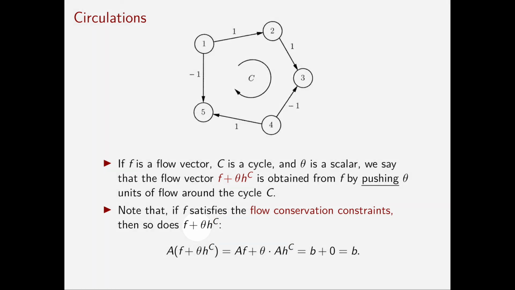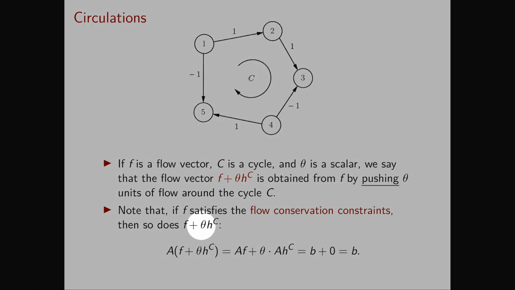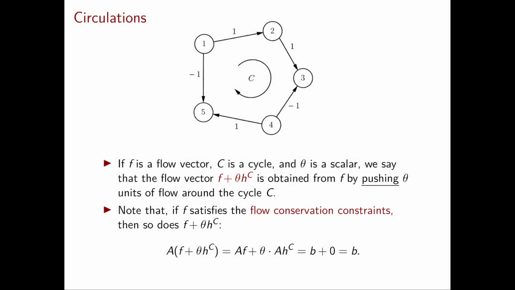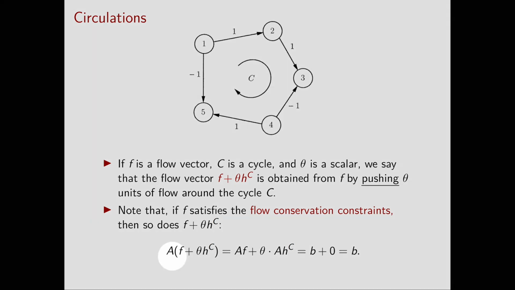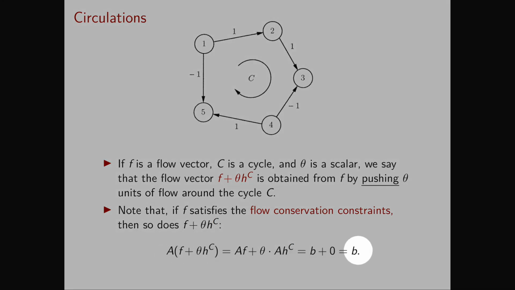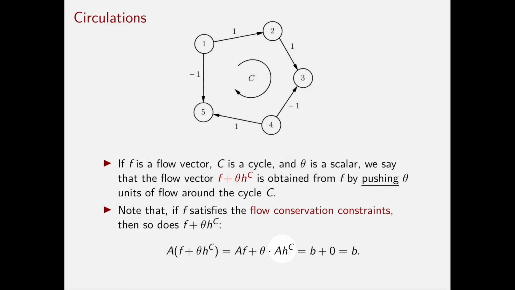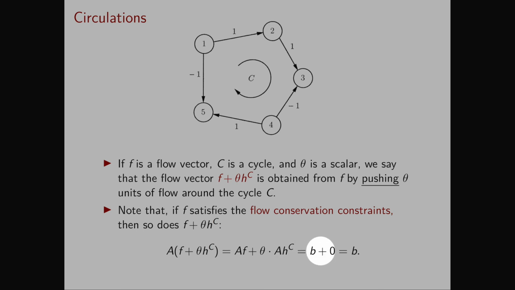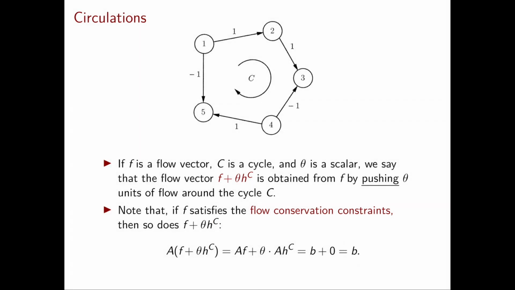The reason why we consider this new flow vector f plus theta hC is that if f satisfies the flow conservation constraints, then so does the new flow. This is very simple to check. Everything we need to do is check that A times the new flow is equal to b. We start by expanding the product, and so we write A f plus theta times A hC. Now, since hC is a circulation, we have A hC equal to 0, so this is equal to b plus 0, which is equal to b. So at this point it's clear that simple circulations can be used to modify our flow vector.